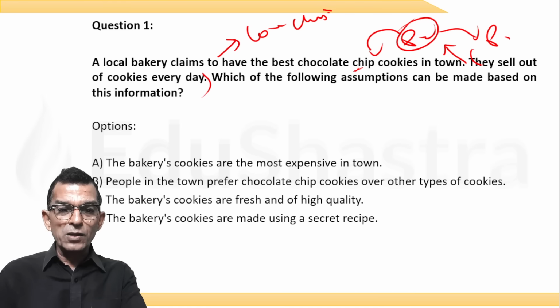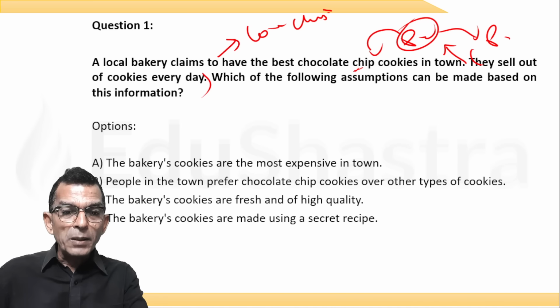And you gave the right answer. Most of you gave the right answer. You said the bakery's cookies are fresh and of high quality. Only then can they say that they have the best chocolate chip cookies in town. Not because of sales, but because of this. Why does the sale happen? Because of fresh and high quality. Now, why can't this be the reason also?